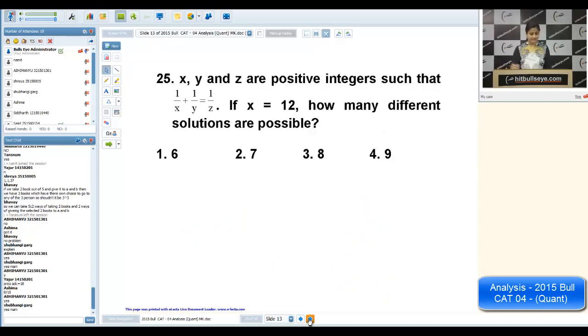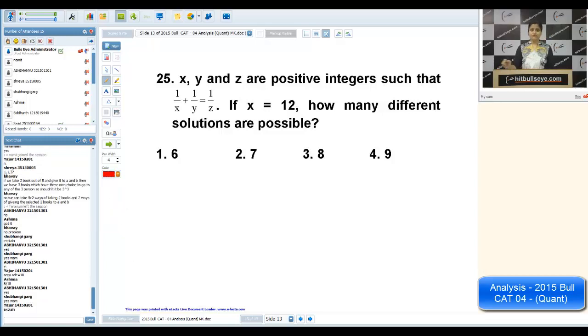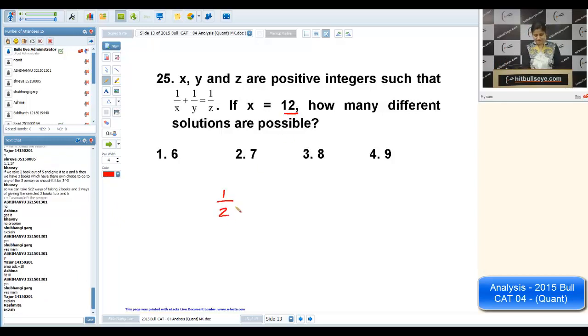Question number 25. Again, a question of number of integral solutions. X is given as 12. So if we solve it, we will get 1 upon z minus 1 upon y is equal to 1 upon 12. Further, if you solve it, you will get 12 times (y minus z) is equal to yz. Again, a question of manipulations.